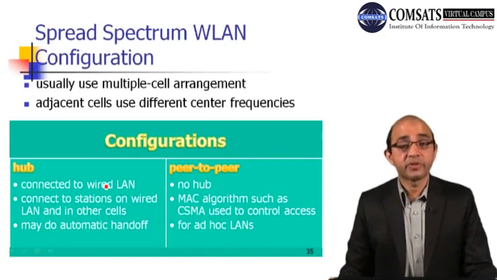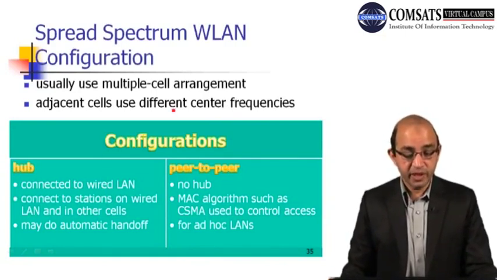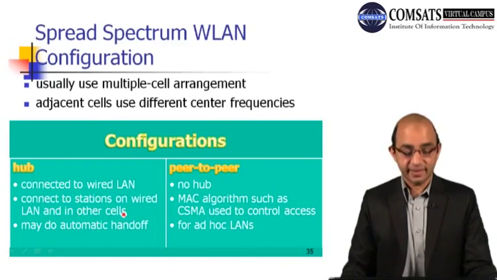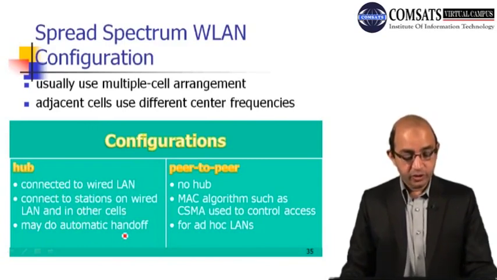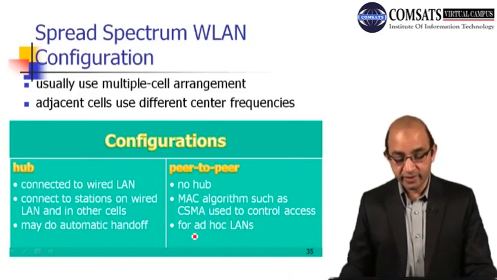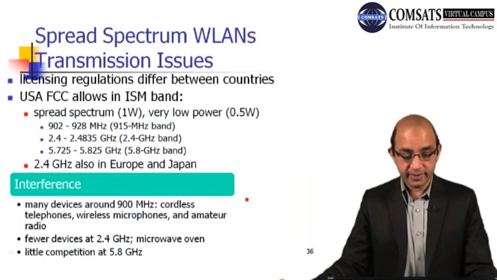So here is the spread spectrum wireless LAN configuration, multiple cell arrangements. Adjacent cells use different center frequencies, so every cell is using a different frequency. We can have the configuration of a hub connected to a wired LAN, stations on the wired LAN, and stations in other cells may do automatic handoff. So this is a plus for spread spectrum. Peer-to-peer has no hub, right? So we have two configurations, when we have a hub and when we have a peer-to-peer configuration. MAC algorithms such as CSMA are used to control access for ad hoc LANs. So this peer-to-peer configuration is used for ad hoc LANs.